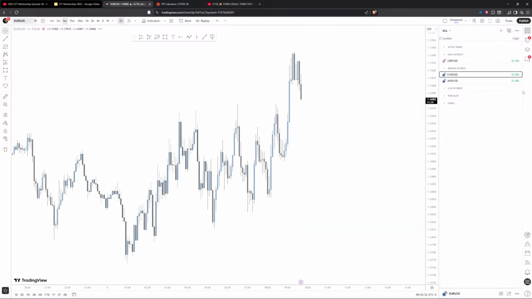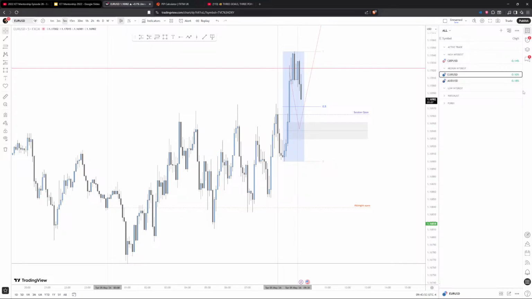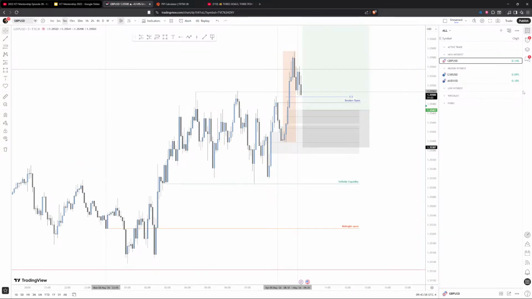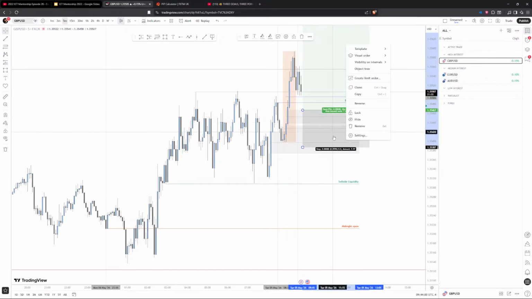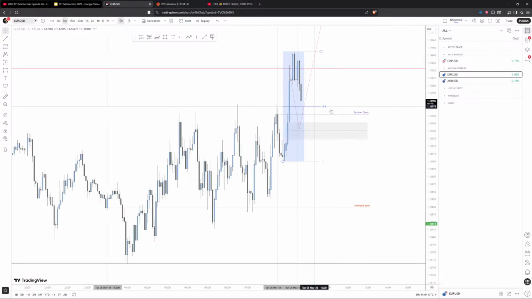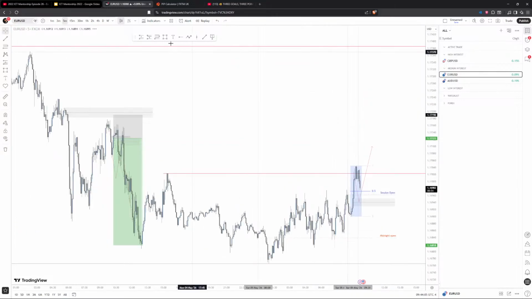And obviously, they are also in line with the bias of USD. But it's just about the entry. Whichever one has the best entry, we go for. And then as well, this has a risk-to-reward ratio of 7.1.